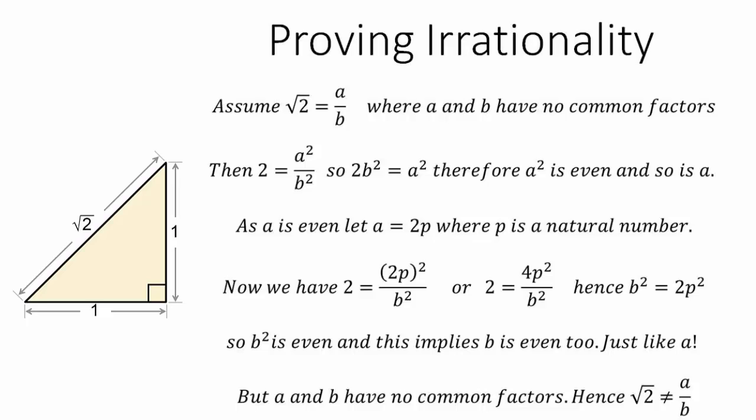To give you a few examples, 16 square rooted is 4, and 16 is obviously square. Let's have another even square number, 64 square rooted, we get 8, another even number. If you square root an even square number, you will get an even number. It's because even times even is even. So, as a is even, let a equal 2p, where p is a natural number.